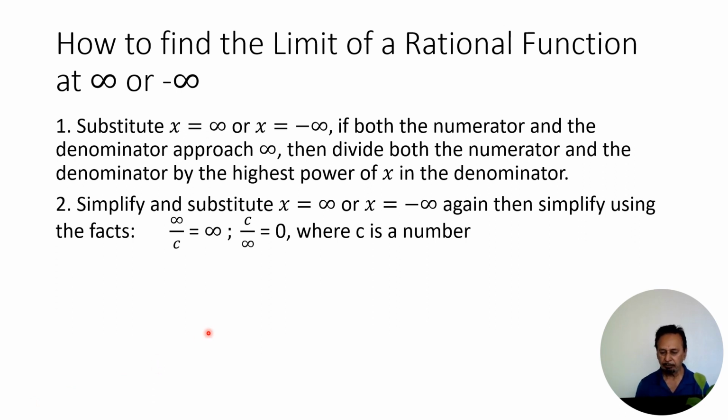Next is how to find the limit of a rational function at infinity or minus infinity. The first step is to substitute x equal to infinity or x equal to minus infinity, whichever is given. If both the numerator and the denominator approach infinity, then divide both the numerator and the denominator by the highest power of x in the denominator. Then simplify and substitute x equal to infinity or minus infinity again, and simplify using the facts: infinity divided by a number is infinity, and any number over infinity, or infinity to any power in the denominator, is 0.